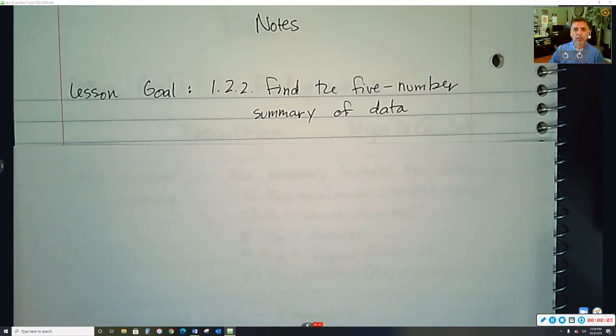Hey everyone, so we're continuing with notes today. Today's lesson goal 122, find the 5-number summary of data. The only good thing about this is it's nothing new. We're just kind of putting stuff together now. I know the last set of notes was the quartiles. That's in this one, okay? So there's not a lot of explaining. It's just, hey, this is how we put it all together.